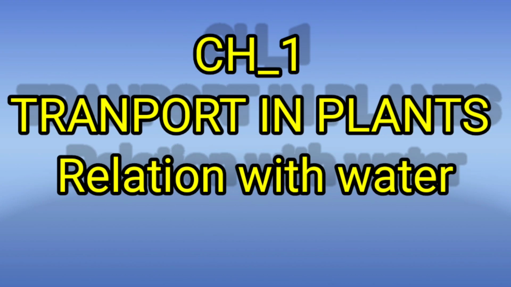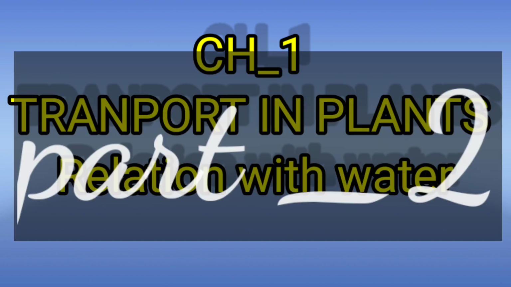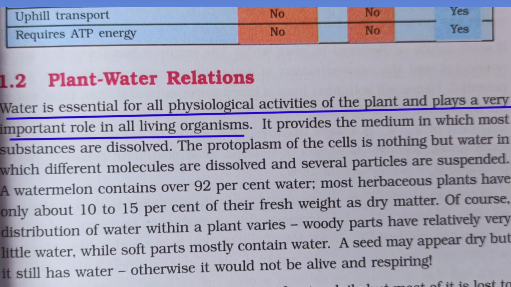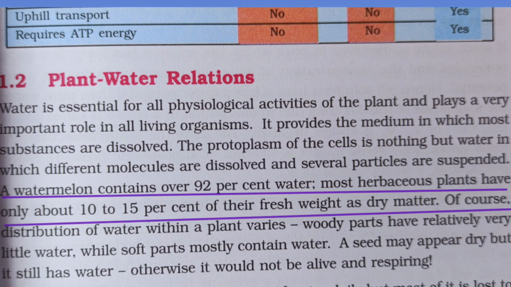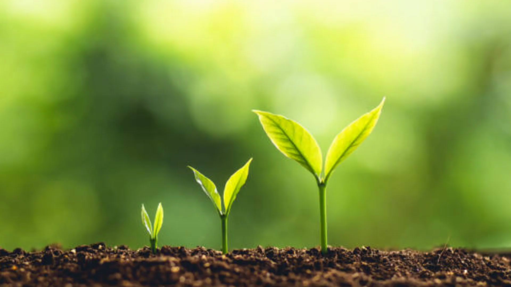Today we will discuss chapter 1, Plant Transport, part 2. Water is essential for all physiological activities of a plant and plays a very important role in all living organisms. Here, protoplasm contains water, different molecules are dissolved, and several particles are suspended. Watermelon contains over 92% water, and herbaceous plants have 10 to 15% dry matter of fresh weight.